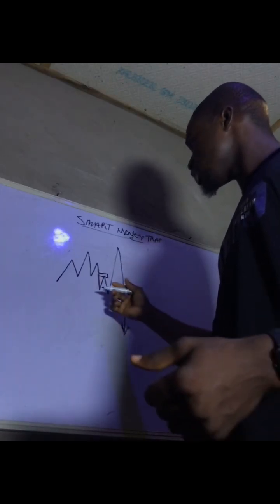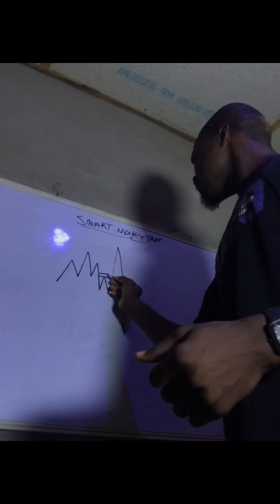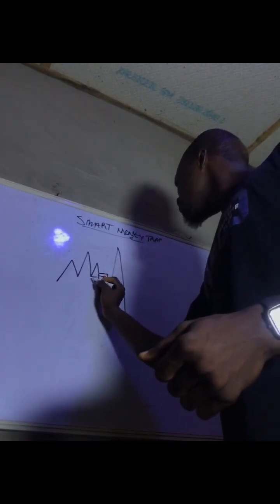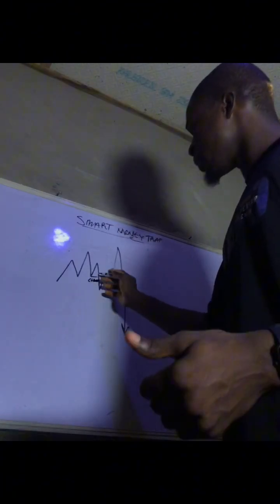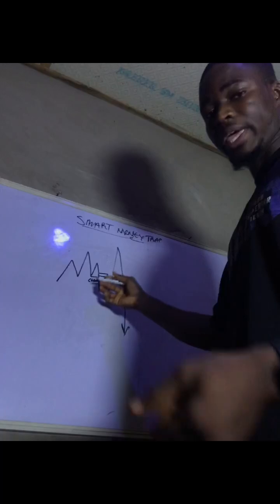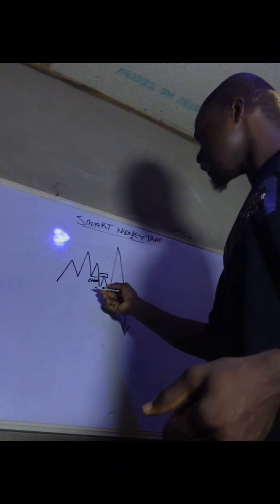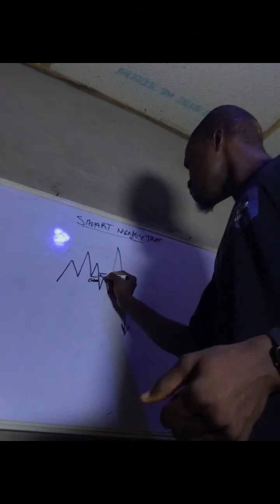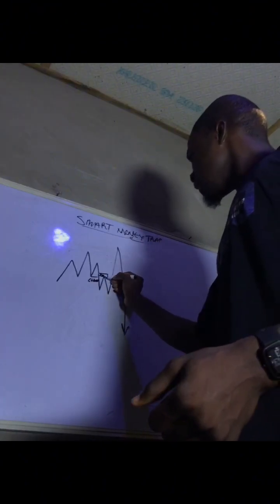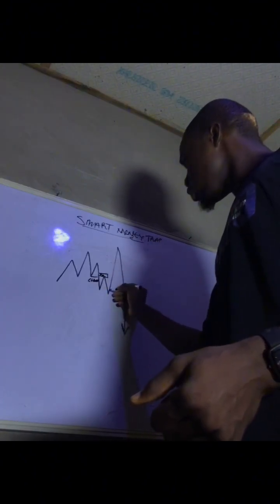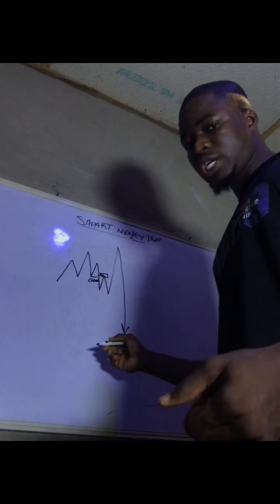As a smart money trader, you'll be waiting for this change of character to happen. You'll be waiting for the market to create a change of character or a market shift before you take your entry. Then here is your point of interest. And when you take your entry here, the price is expected to continue in bearish movement.